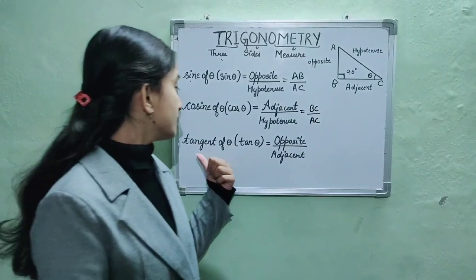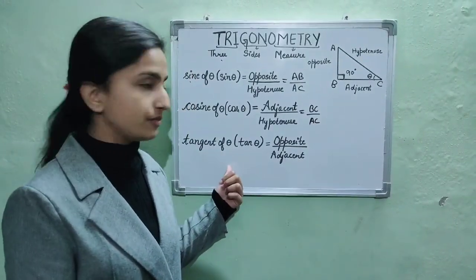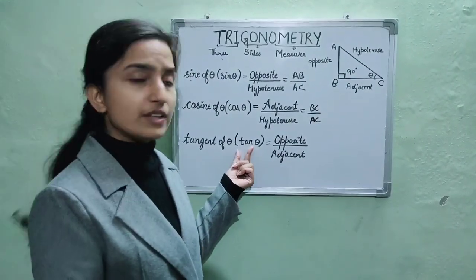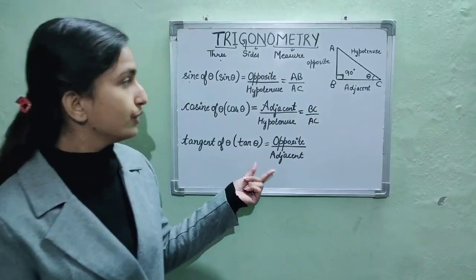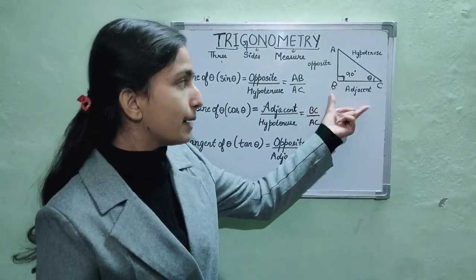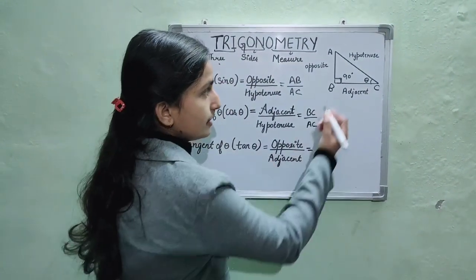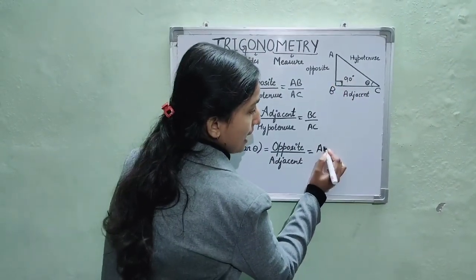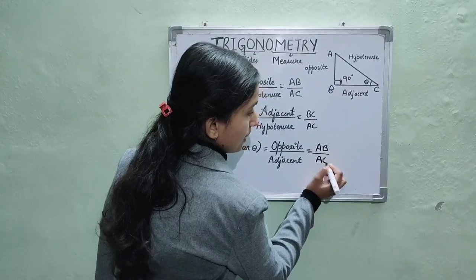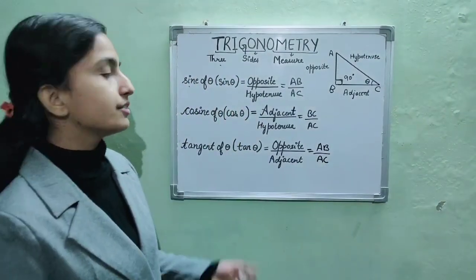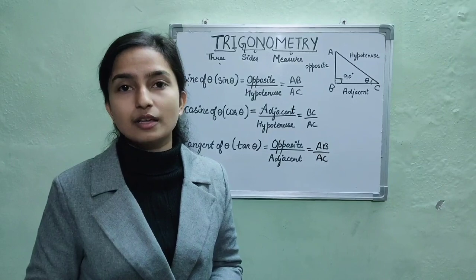Then moving on to the third ratio, which is tangent of theta, or in simple terms tan theta. When we divide the opposite by the adjacent, this ratio is tan of angle theta. So in this case it will be AB over BC, right? So these are the three basic trigonometric ratios in the beginning.